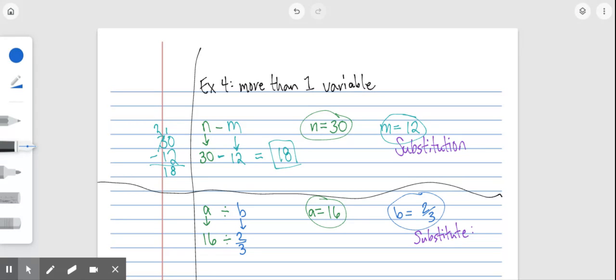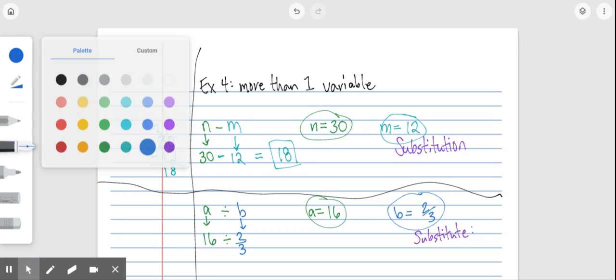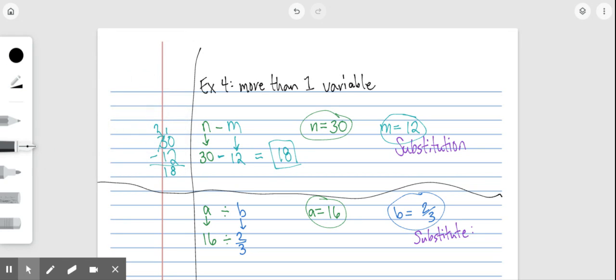Hey, I've got fraction division. We just finished a section on fraction division. So since this first one, 16, is a whole number, I make it into a fraction, 16/1. And I've got division. So now I've got keep, change, flip, because it's division of fractions. So keep 16/1, change the division to multiply, and flip 2/3 to 3/2. And then we multiply straight across.